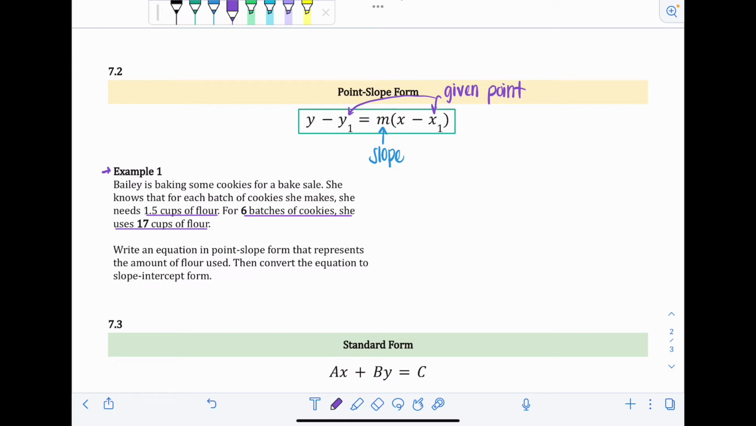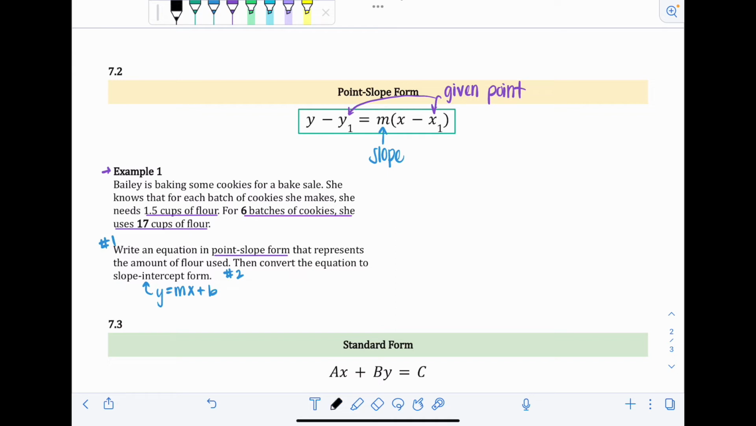The next part says write an equation in point slope form, which is that formula up above, that represents the amount of flour used, then convert the equation to slope intercept form. So this question has 2 parts. In part 1 we're writing the equation, and in part 2 we need to convert to slope intercept form, which is the y equals mx plus b from 7.1.